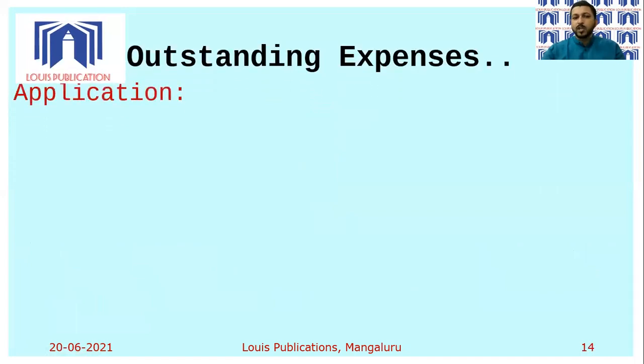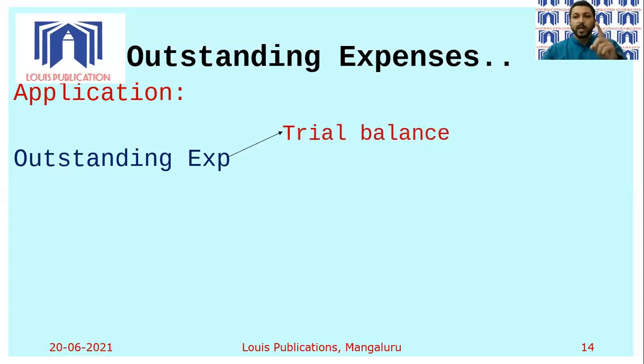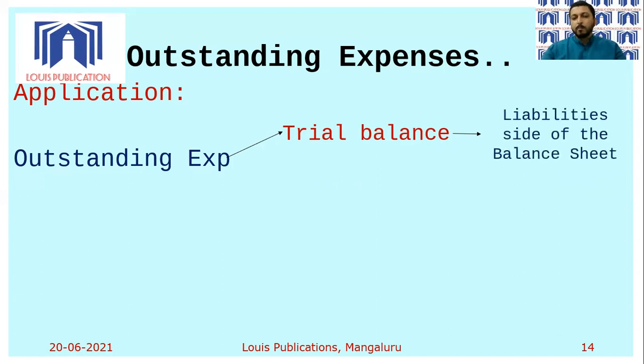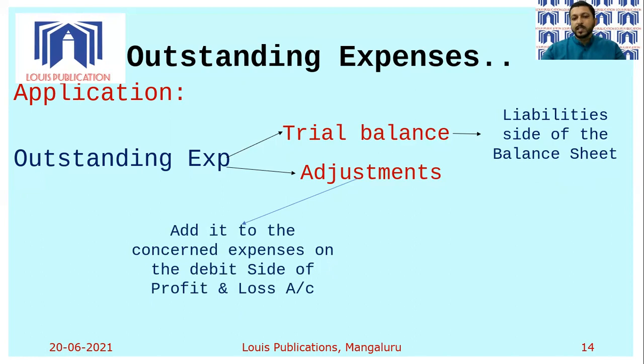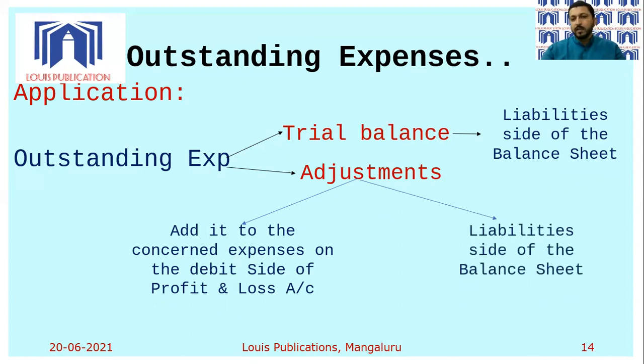Let's look at the application of outstanding expenses. So if given in the trial balance, as I mentioned, only one effect. This outstanding expense is already added to the concerned expenses, so the one effect that is available will be shown on the liability side of the balance sheet. But if it is given in the adjustment, you will be giving two effects. One effect as usual will be added to concerned expenses on the debit side of profit and loss account, and the second effect will be shown on the liability side of the balance sheet.